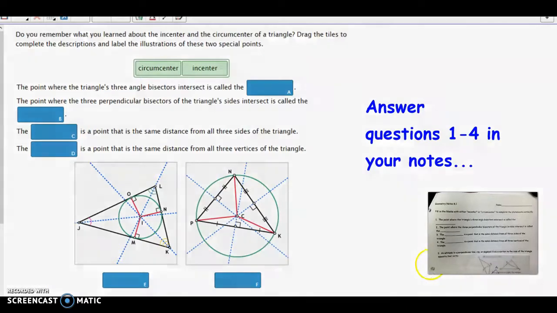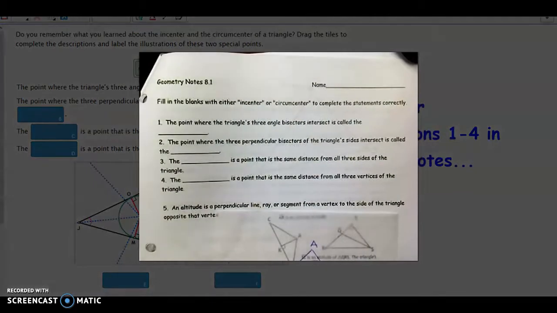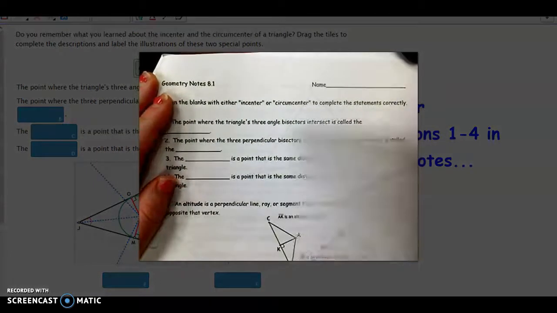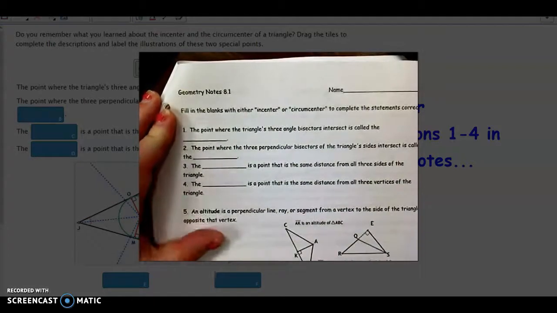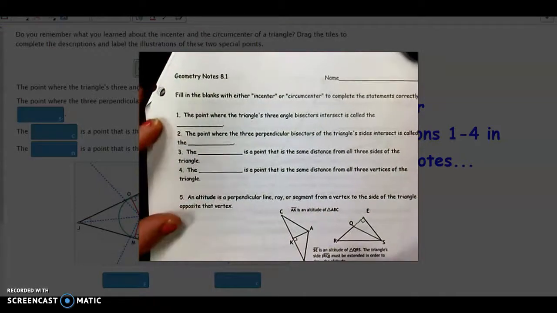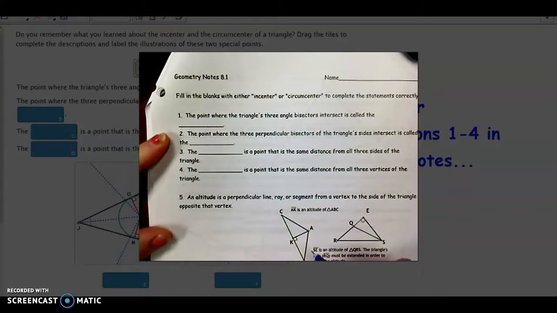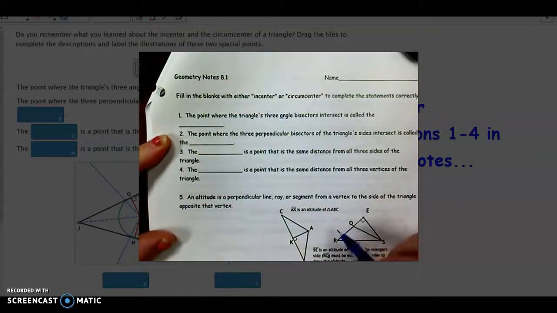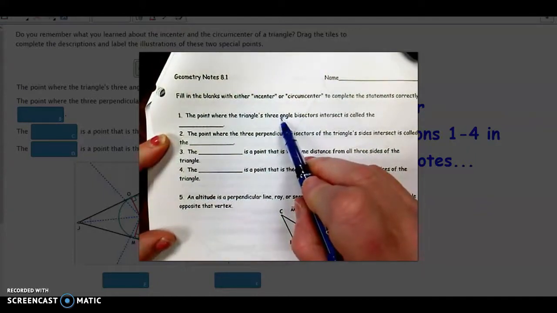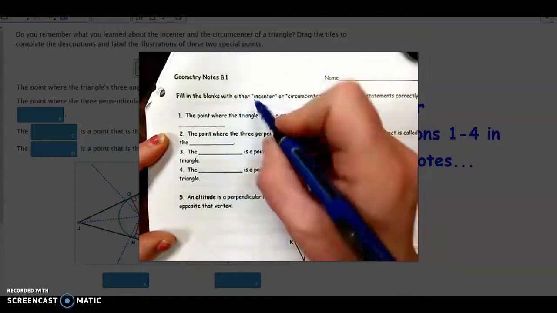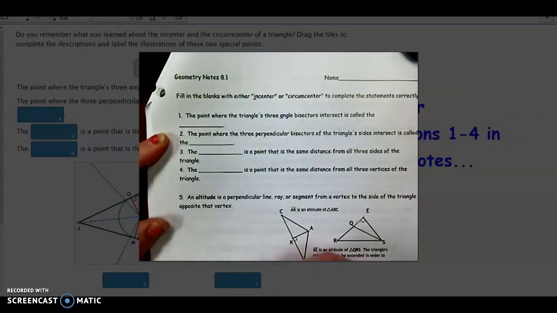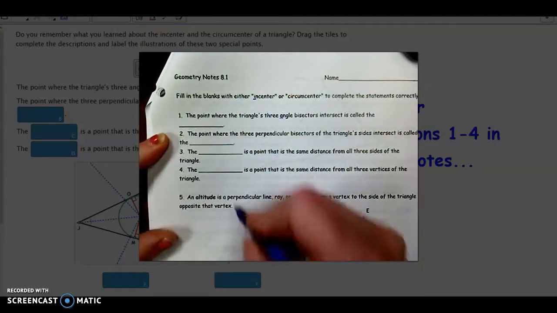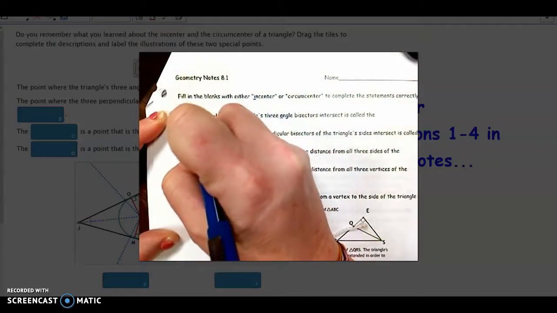So let's look at questions 1 through 4 on our notes, which are again a review. It says fill in the blanks with either incenter or circumcenter. So number 1, the point where the triangle's 3 angle bisectors intersect is called the, and I underlined the first letter of angle bisectors, which remember starts with a vowel, and we remember that we match vowel to vowel. So the angle bisectors intersect at the incenter.